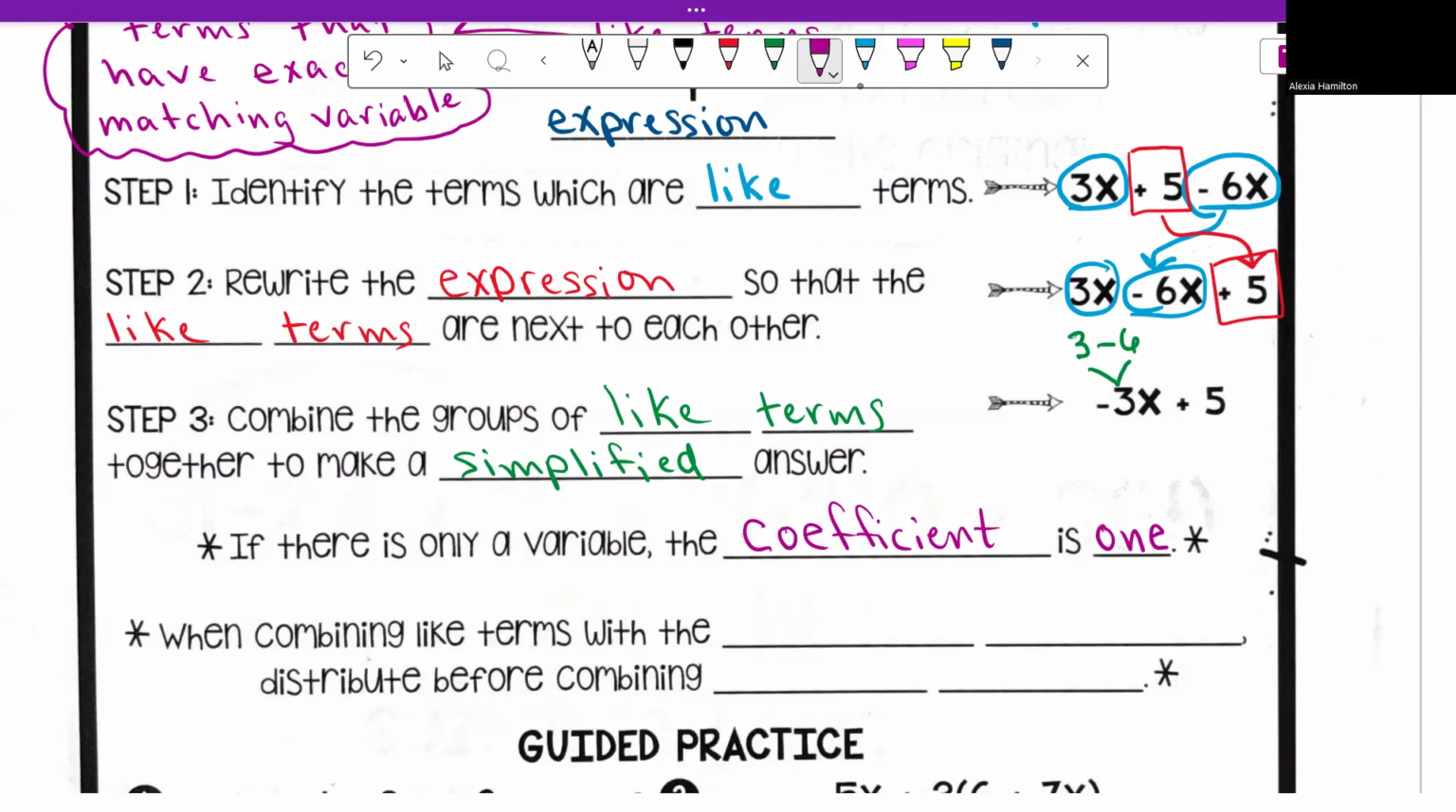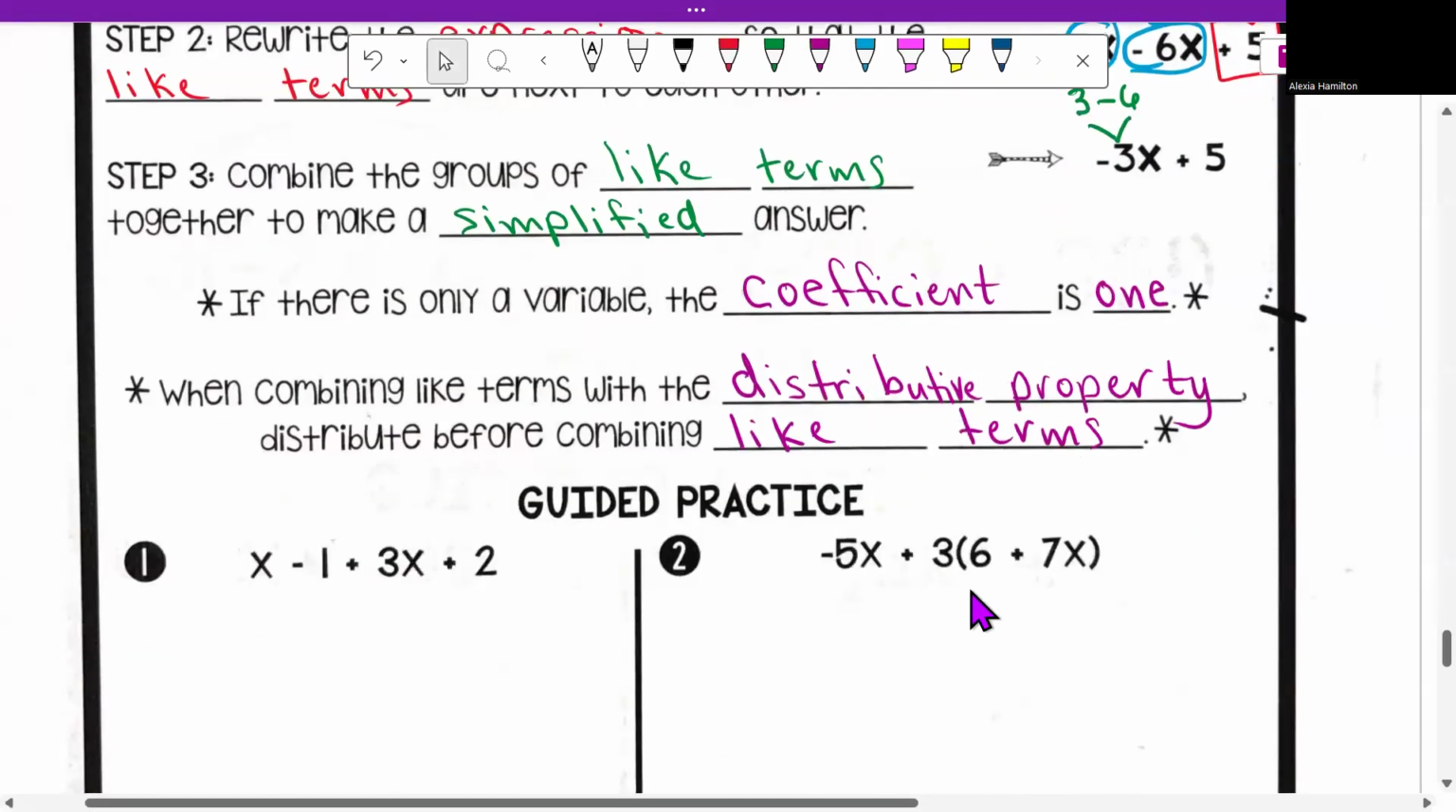The second note we have is when we are combining like terms, and you might have a distributive property in there. Fear not. We must use the distributive property before we combine our like terms. And that is like guided practice number 2, right here.